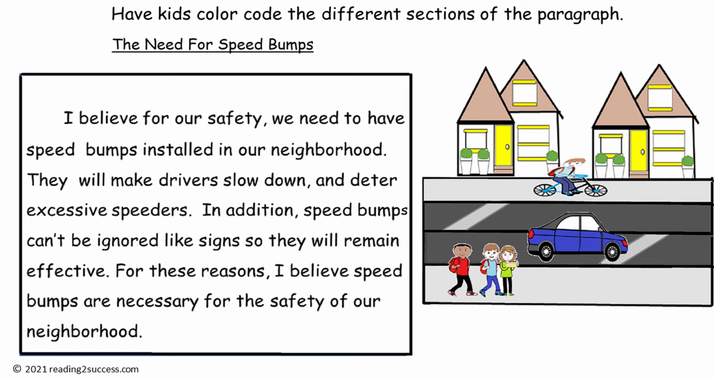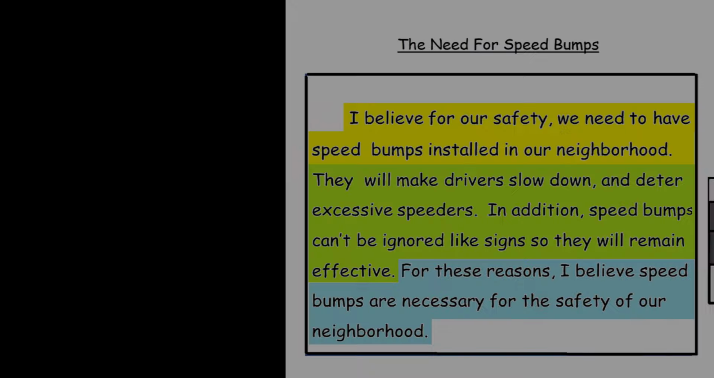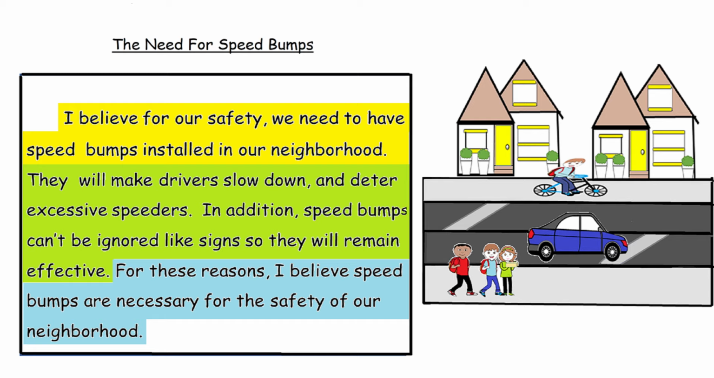This is the completed persuasive paragraph. Now with kids, read the paragraph and then have them color-code it with a crayon or a highlighter. The opinion statement should be yellow, the reasons should be green, and the closing statement should be blue. This is a completed example.